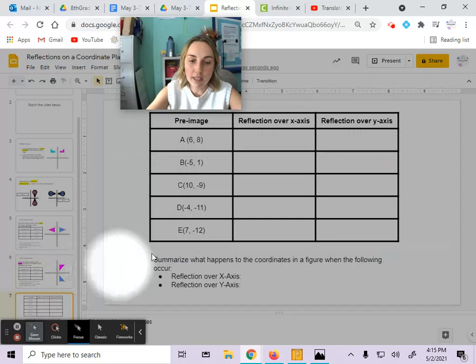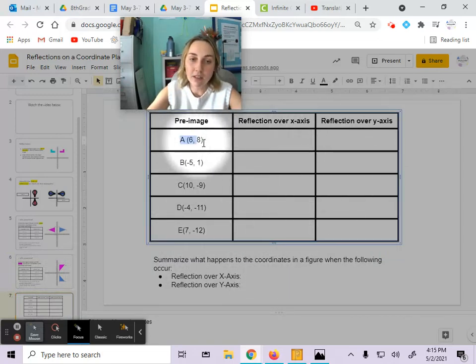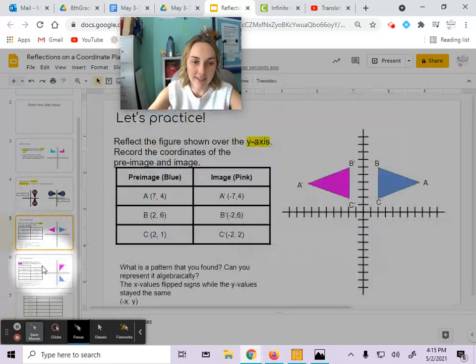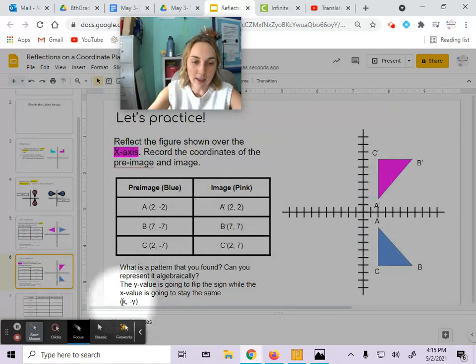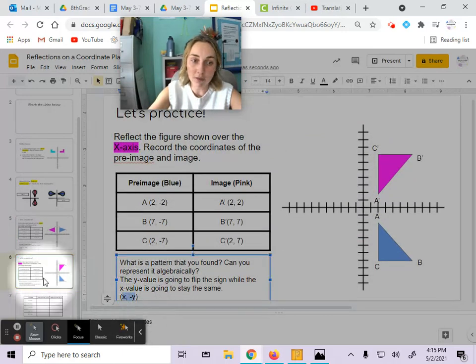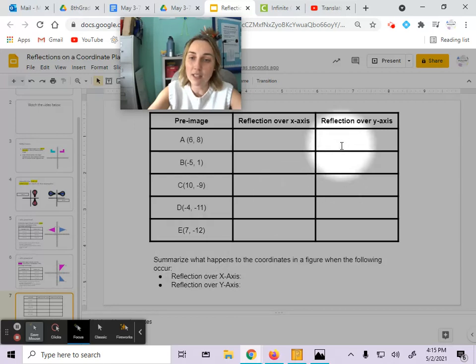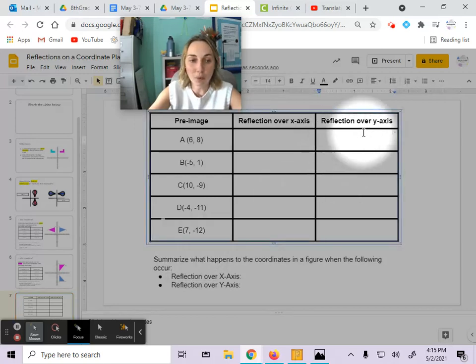Okay, so the only thing I want you to do is this slide right here. So here's our pre-image. You're going to tell me what the coordinate's going to be when reflected over the x-axis. So remember, on the x-axis, the x value is going to stay the same, but the y value is going to flip the sign. And then you're going to tell me what it's going to look like when reflected over the y-axis.